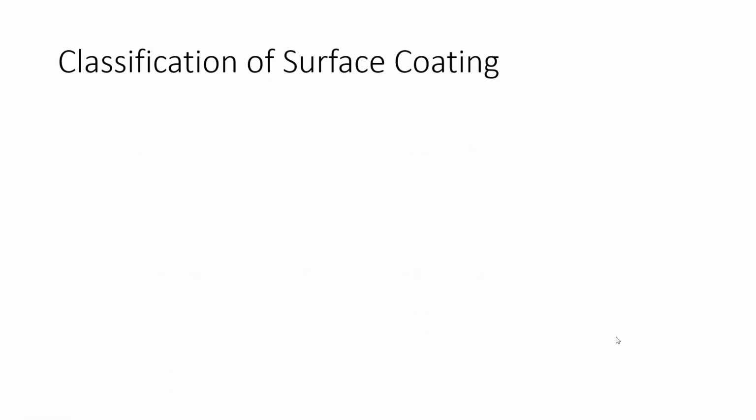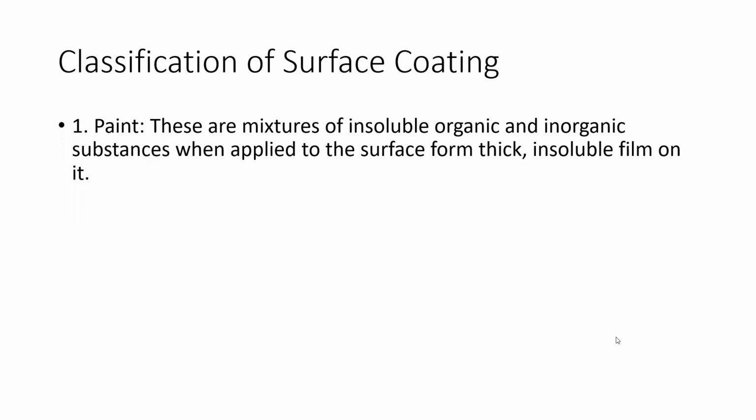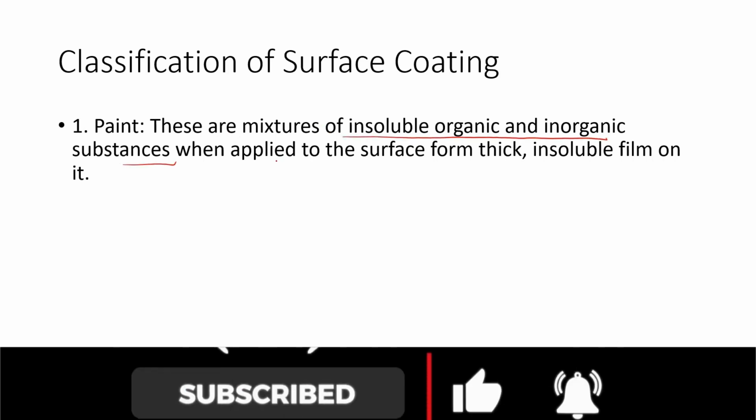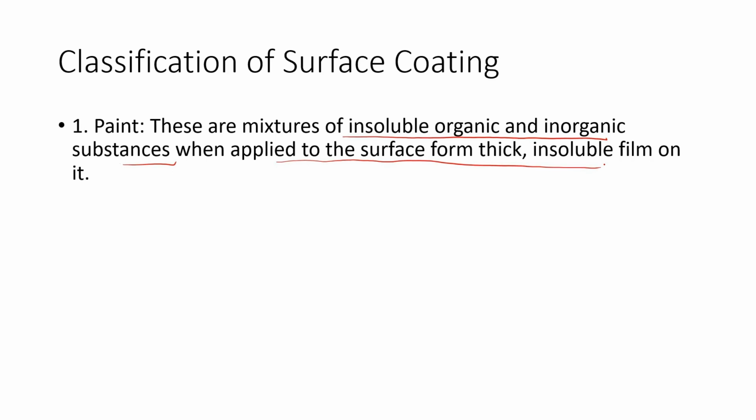Now we will go through the classification of surface coating. The first one is paint. What is paint? Paints are mixtures of insoluble organic and inorganic substances which, when applied to the surface, form a thick insoluble film on it. They may be white, blue, green, or have different shades as per the requirement.